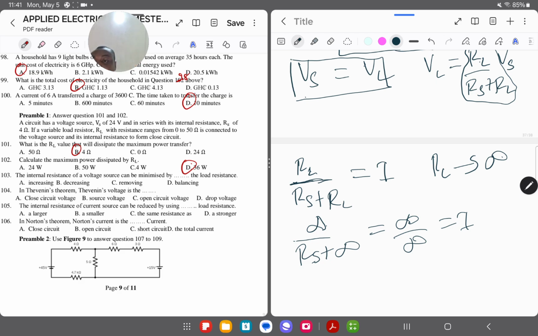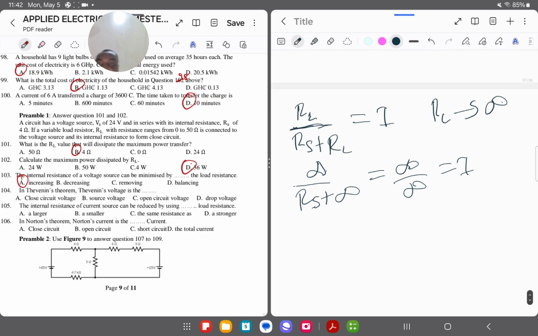So the answer here becomes A, right? You increase your load resistance so that it's very large. Now moving to 104. In Thevenin's theorem, Thevenin's voltage is the what? The open circuit voltage, right? So this one you have to know this.